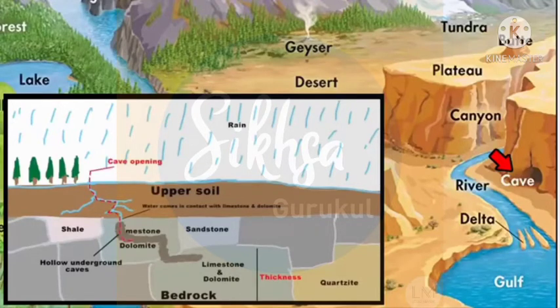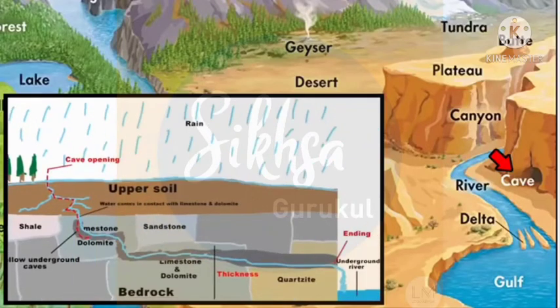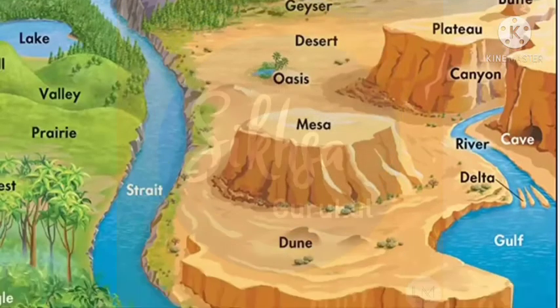So every cave has an opening through which water enters. Similarly, there is also an end from where the water goes out. But there are many caves that do not have an end, because they may still be in their middle age, where the water has not eroded the rock enough to create a complete tunnel.